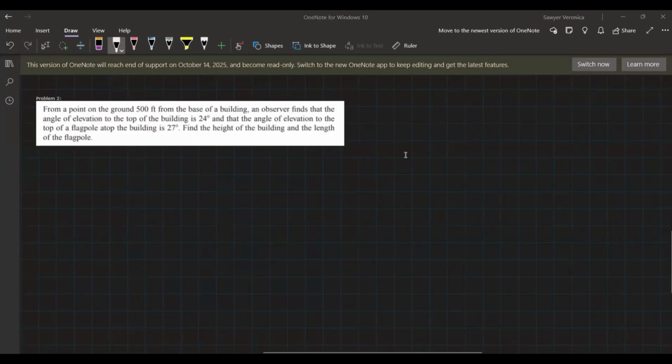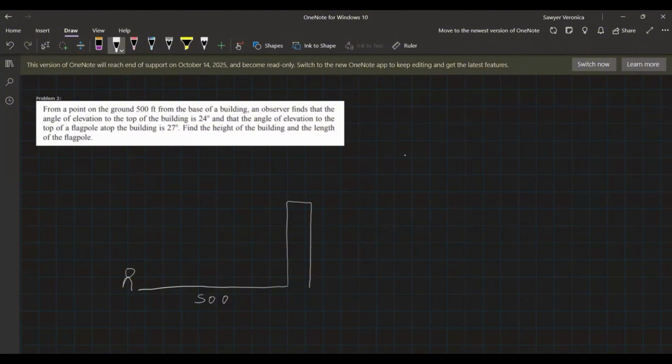Next problem. From a point on the ground 500 feet from the base of a building, an observer finds that the angle of elevation to the top of the building is 24 degrees, and that the angle of elevation to the top of a flagpole atop the building is 27 degrees. Find the height of the building and the length of the flagpole. So this is 500 feet away from the building. This is your observer.